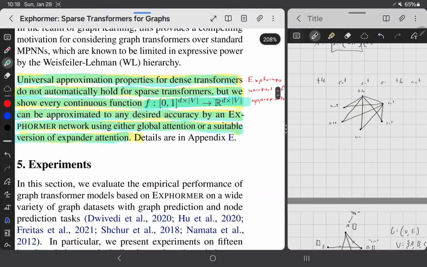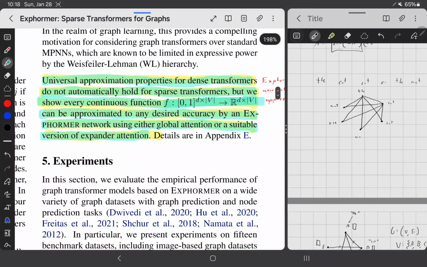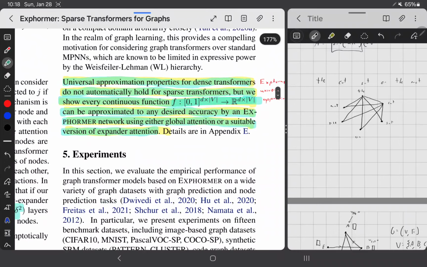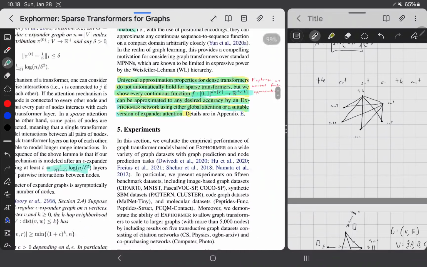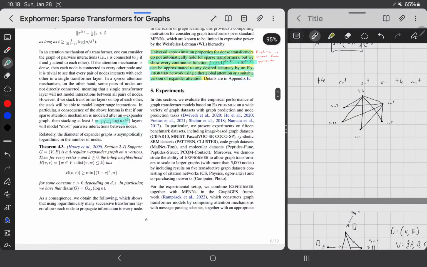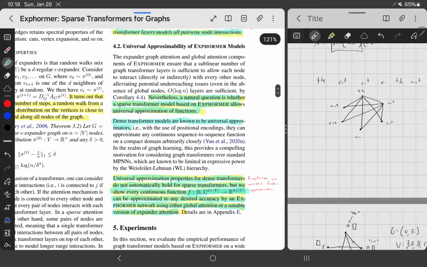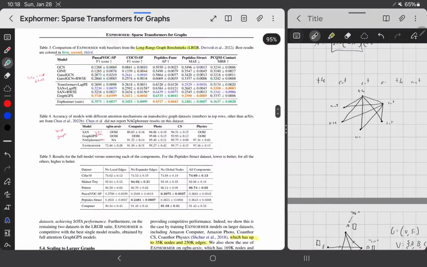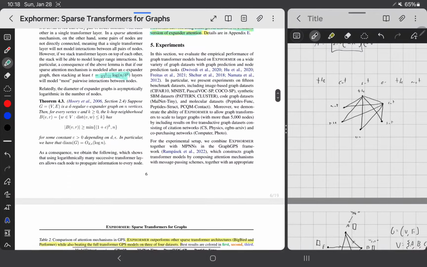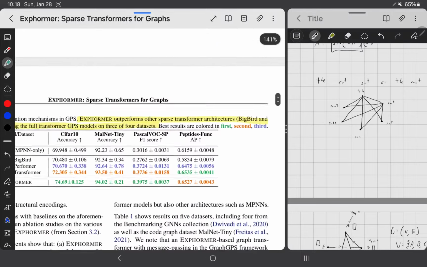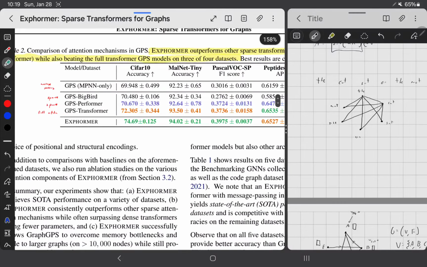So every continuous function, which is pretty good. That's probably a fair assumption. And yeah, those are the two things that they show. So two very good properties that they prove in the appendix, if you're curious. And yeah, let's check out how well it does.